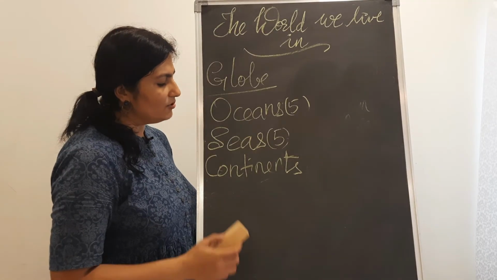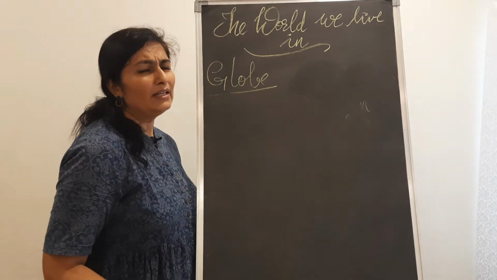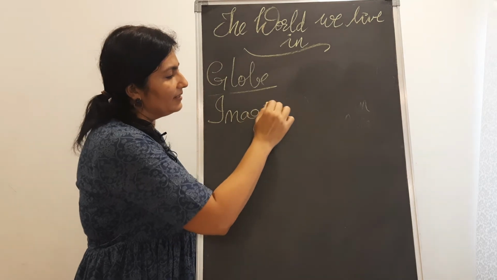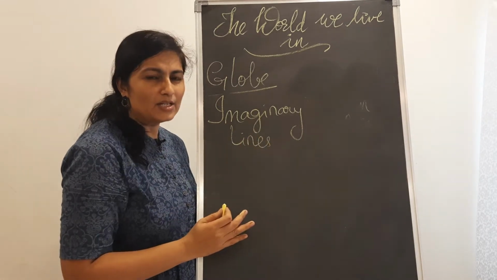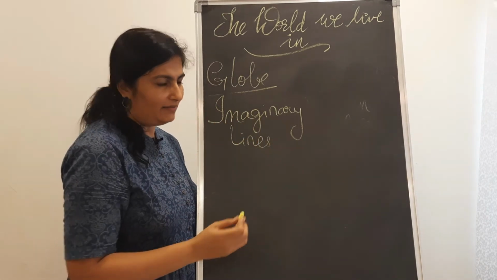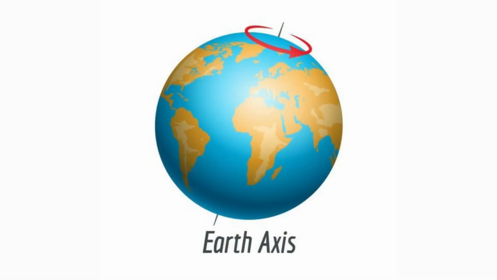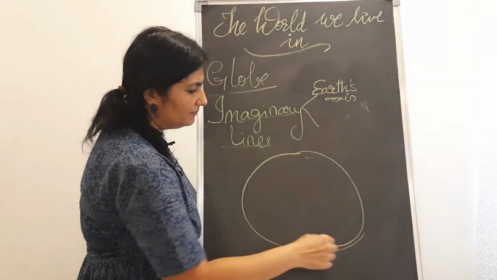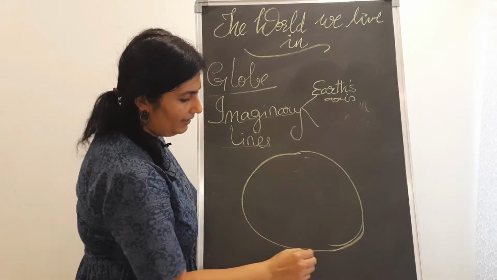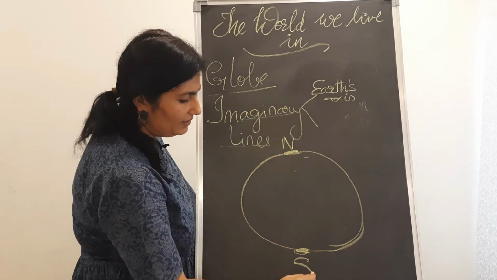Okay, now for us to learn the globe a little bit more, we will look at imaginary lines. We will learn about 3 main imaginary lines first, and then we will learn the rest. The first one is Earth's axis. Always remember these are imaginary lines. If this is the Earth, these are the 2 poles, North Pole and South Pole.